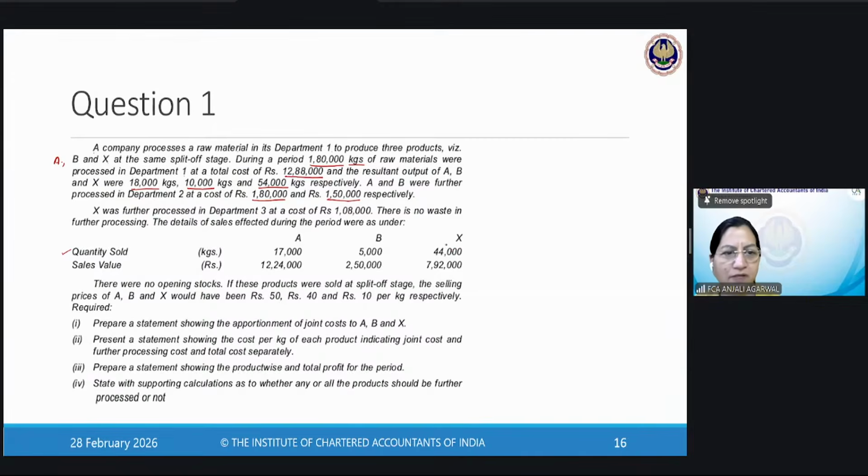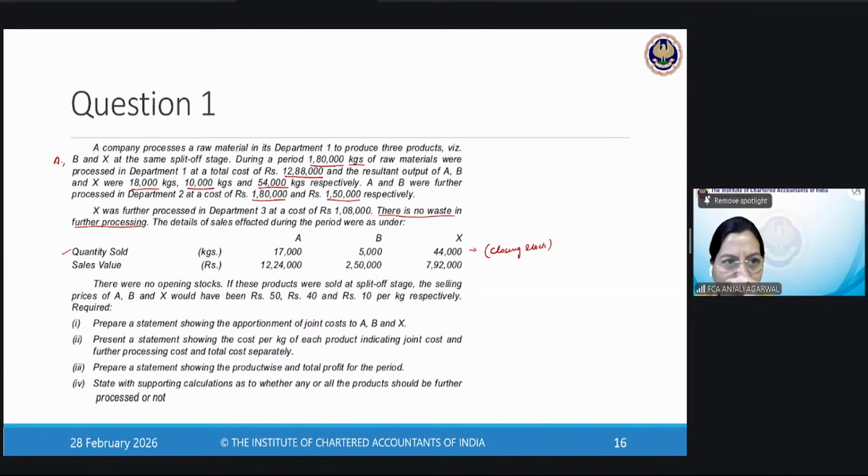So one important piece of information that we get from this difference is that there are closing stocks. There are closing stocks in each process. So for all the products A, B, and X, there are closing stocks. Now that's why this line becomes very, very relevant: no waste in further processing.